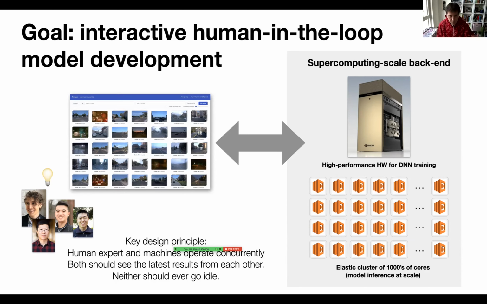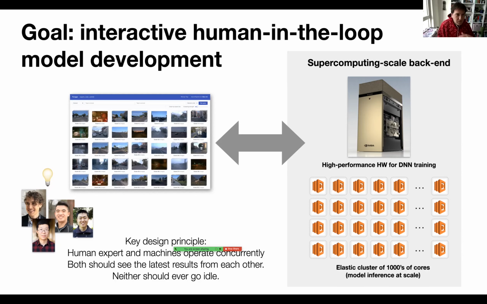So where we are going with this Forager interface that I showed you is we are trying to pursue an interactive human-in-the-loop data curation and model development process, where the number one design principle is that humans are labeling and validating concurrently with training, on both sides of the fence. The human should see the latest results from the model almost every checkpoint or every epoch. The model should see the latest results from the labeler at the same time, and the system should be such that neither of the two ever go idle until the model has been verified.